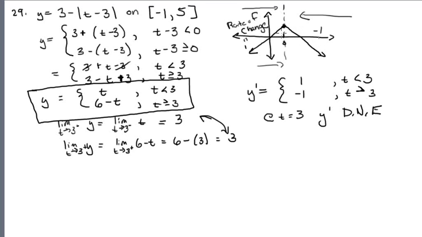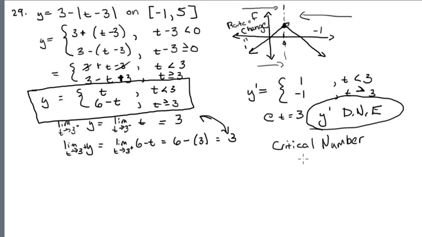So my derivative approaches two different values at this point, so which one's better? Well, neither is better than the other, so we would say that the derivative does not exist at that point. So that makes it a critical number. Critical number at t equal to 3.